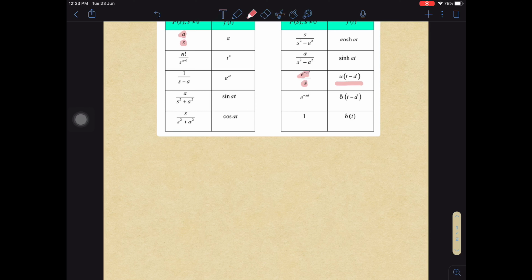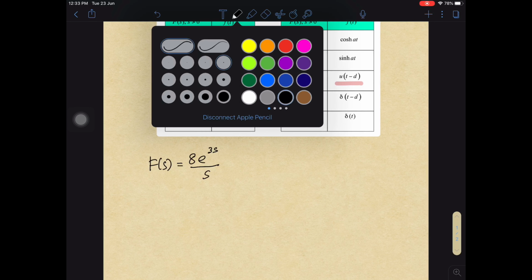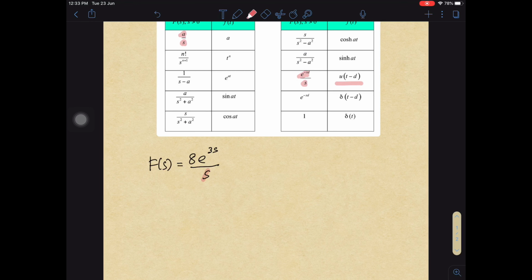For example, if you have the function 8 e to the power of 3s over s. This is F(s). We want to find the inverse Laplace, which is f(t). When you see your denominator is s to the power of 1, but you have an exponent in your numerator, directly you know this is related to f(t) equal to the unit step function u(t minus d).